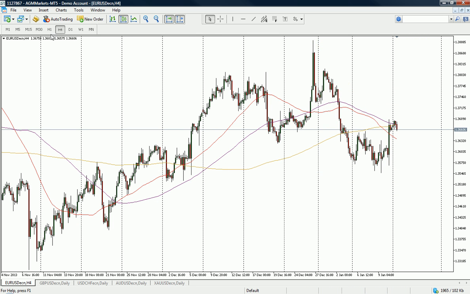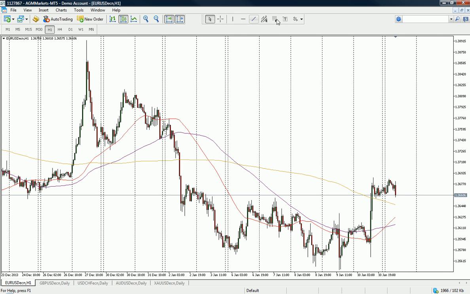And if you scale it down to the 1 hour, then the buyers will be looking at this one here, I'd have thought. This fib here from the lows to these highs here.